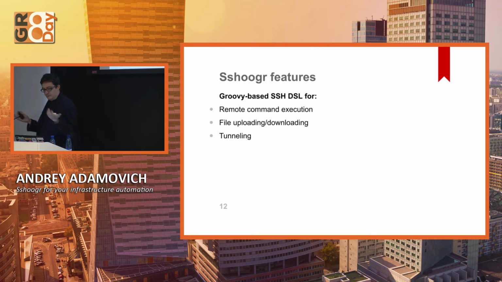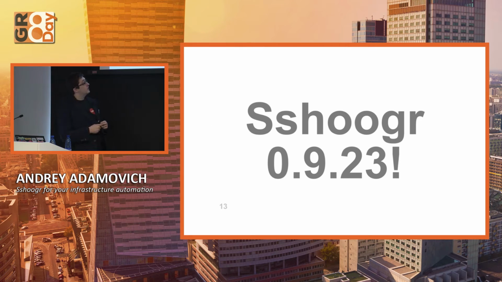The main feature of Sshoogr is that it allows you to do remote command execution. More importantly, it can also allow you to do file uploading and downloading. And one thing that you will usually need in enterprise environments is that a lot of firewalls are in front of the servers, so you need some sort of tunneling to get into the server that you want. All of those features we needed, and we implemented them as part of the Sshoogr library. One announcement to make is that Sshoogr is now at version 0.9.23, which was released yesterday, just before the conference.